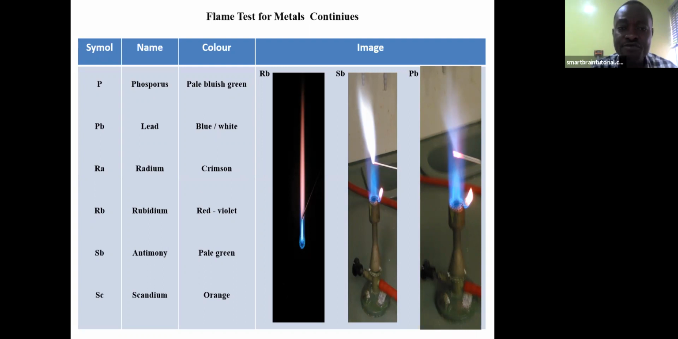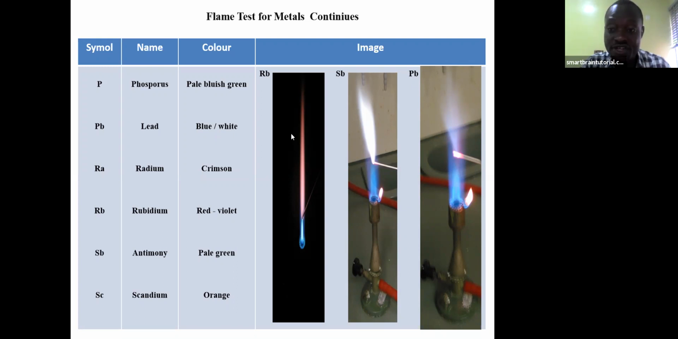Next test is for phosphorus. Phosphorus will give you a pale blue green, pale blue, bluish green. Then lead. Lead will either give you blue and white. Then we have radium. Radium will produce crimson color when exposed to flame. Then rubidium will give red violet. Antimony will give pale green, and scandium will give orange.